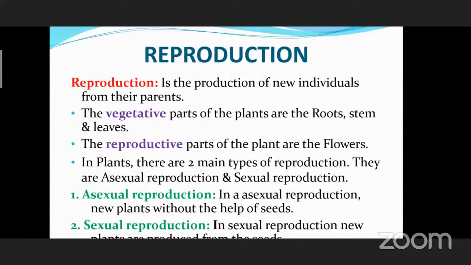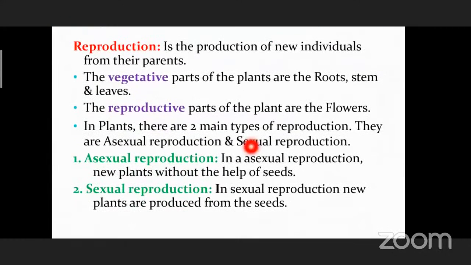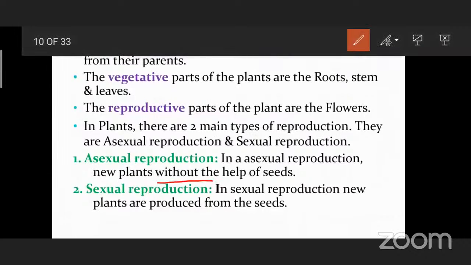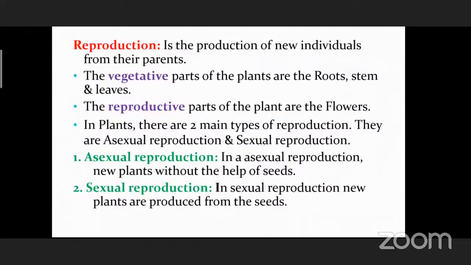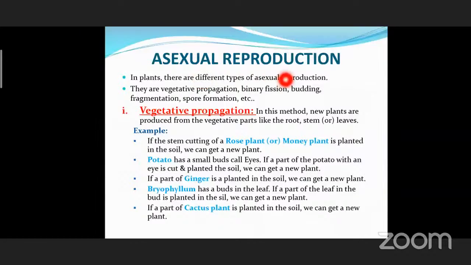In plants, there are 2 main types of reproduction. These types are first one asexual reproduction, second one sexual reproduction. In asexual reproduction, new plants are produced without the help of seeds. But in sexual reproduction, new plants are produced with the help of seeds. This is sexual reproduction and asexual reproduction. So now let us discuss asexual reproduction.